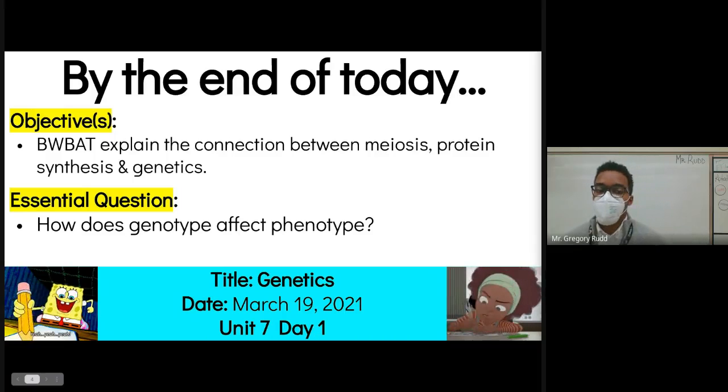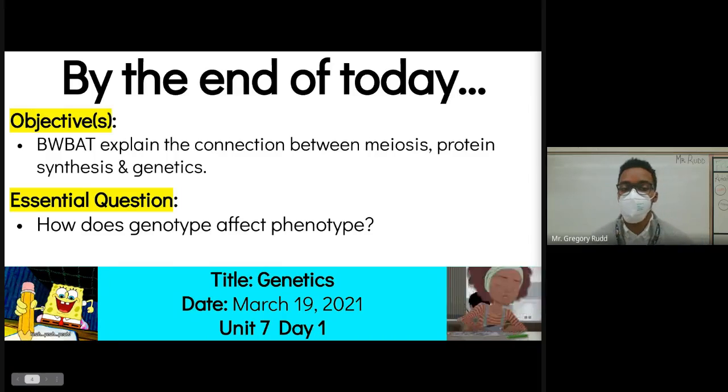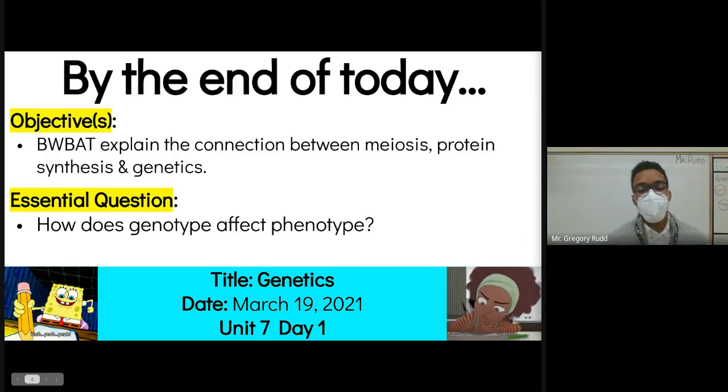So we see a couple terms there that we should be familiar with: meiosis, protein synthesis. We might be kind of familiar with genetics. I think we've heard that term tossed around in this class before as well. But genotype and phenotype are probably new to us. We will define those terms and several others today.